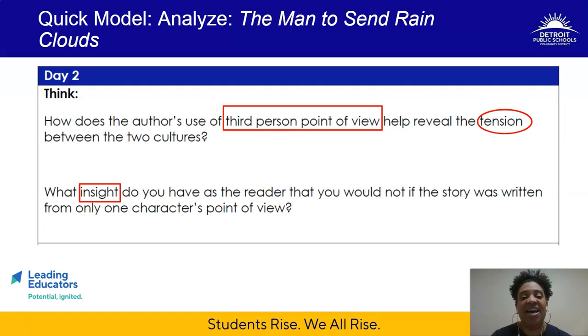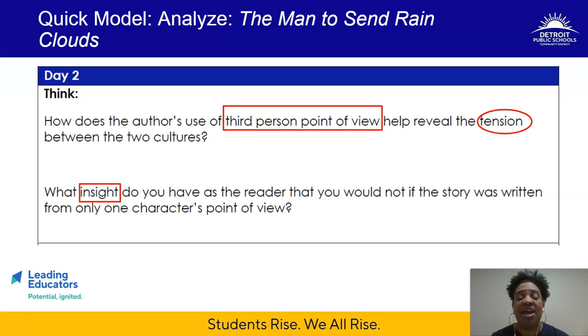But first, let's move on to analyzing further the mantis and rain cloud. So moving on to the think section here, the two questions are as follows. How does the author's use of third-person point of view help reveal the tension between the two cultures? So points of emphasis here: third-person point of view and this idea of tension.